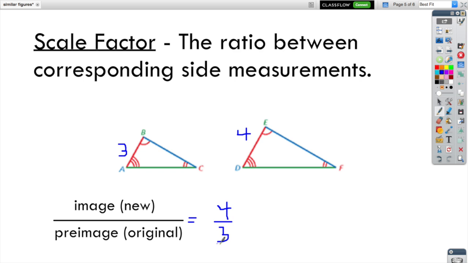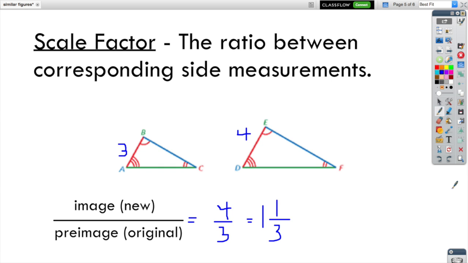So I get a ratio of 4 to 3, or 4/3, meaning that this shape, all the lengths are 4/3 times as big as this one. Or if it makes more sense to you to think of it as a mixed number, all the measurements on the second triangle are 1 1/3 times bigger than the ones on the original triangle.